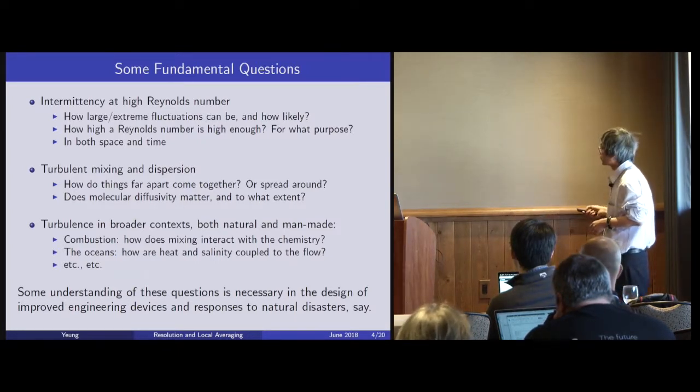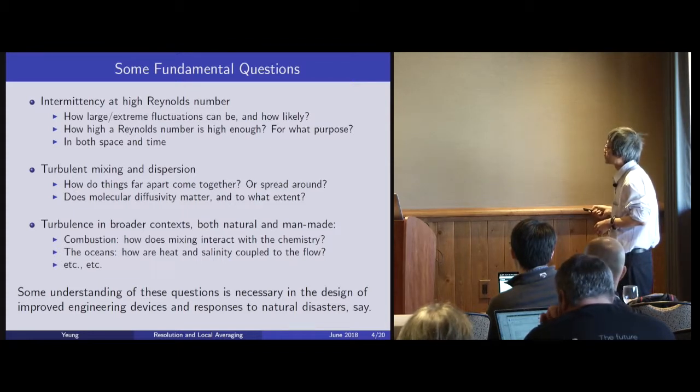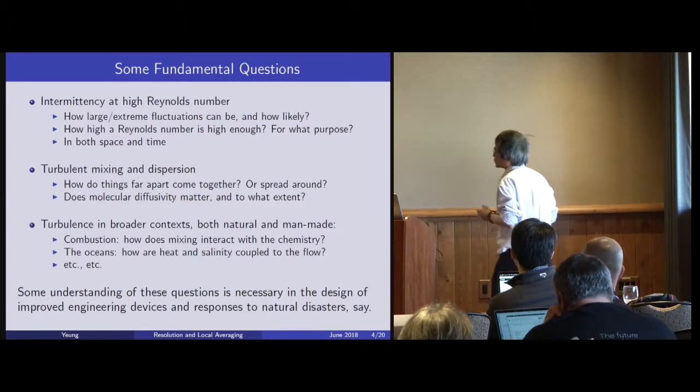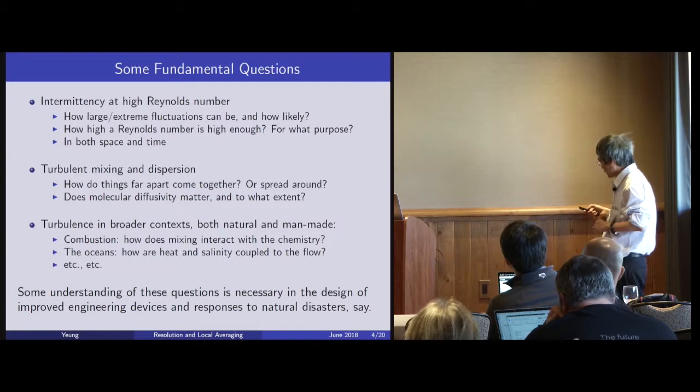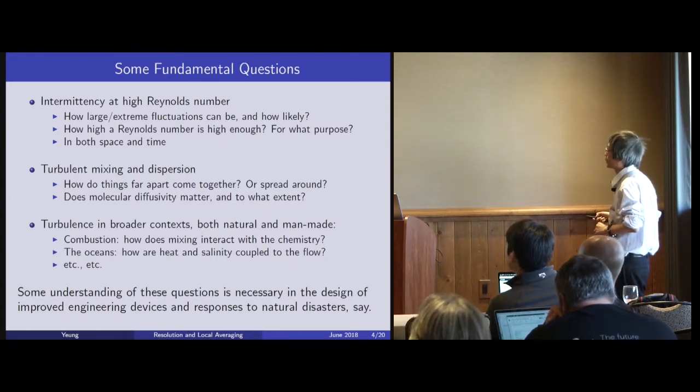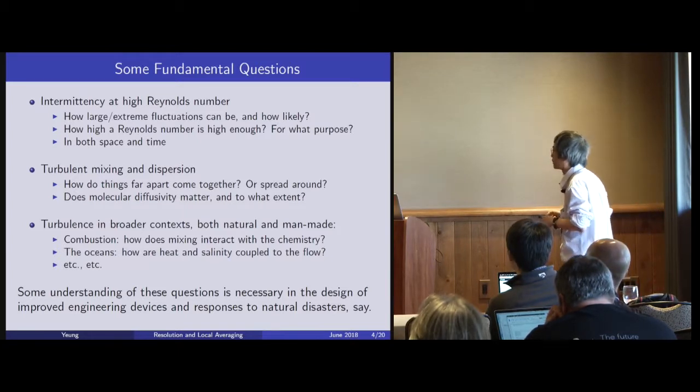And in terms of Reynolds number, a lot of theories of turbulence assume, say, a sufficiently high Reynolds number, and then something happens. What is sufficient? We don't know. There's no clean answer to this. That's what I'm saying. And turbulence is important for mixing and dispersion. How far do things far apart come together, or maybe the other way?